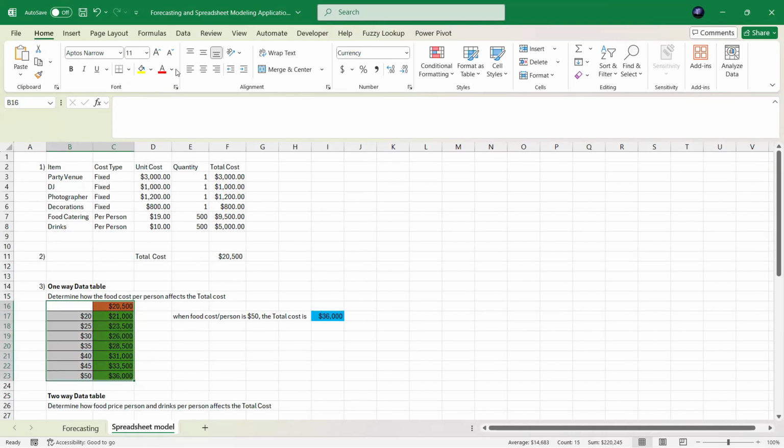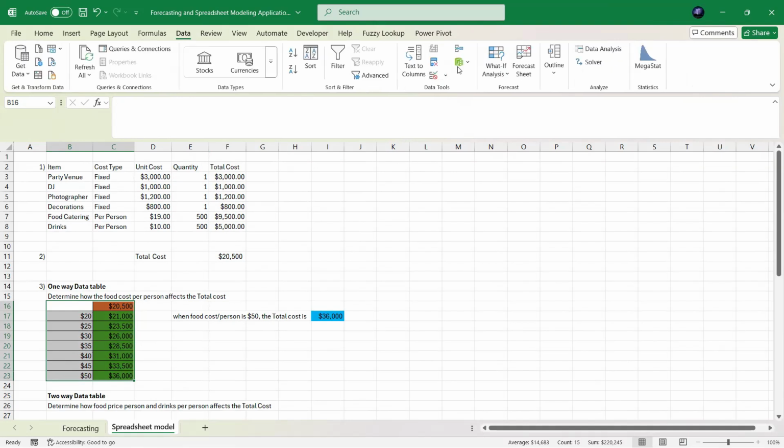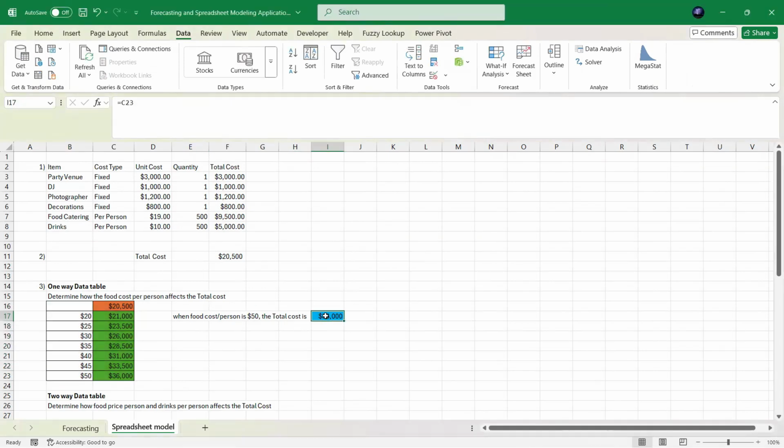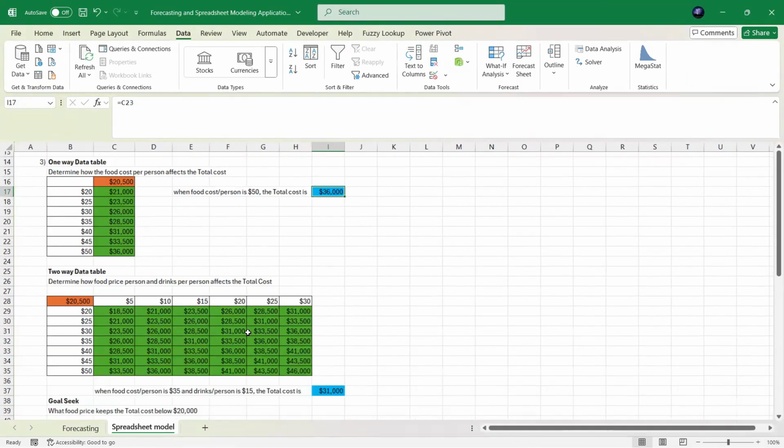So when food is $50 per guest, the total cost is $36,000. This helps evaluate how changing one input impacts the overall budget.